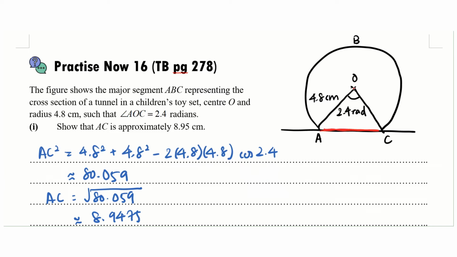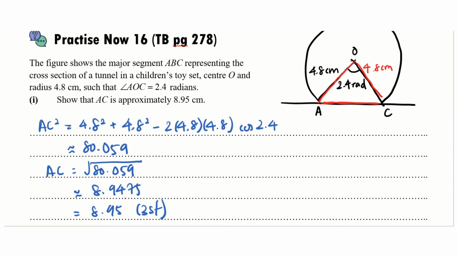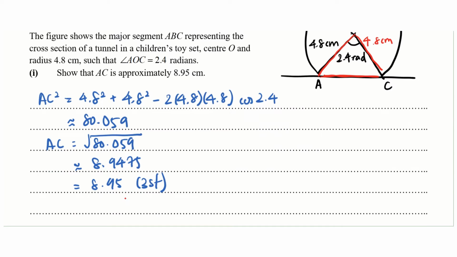I want us to focus on this triangle where we have 4.8 cm for the length OA, and obviously 4.8 cm will also apply to OC because it is also the radius of the entire circle. So focusing on this triangle, we will be able to find AC by using our cosine rule, such that we will get this equation over here. That value will be about 80.059. Then we take the square root and we will find that AC is about 8.95 cm when rounded to 3SF. So this is how we would have shown the answer.